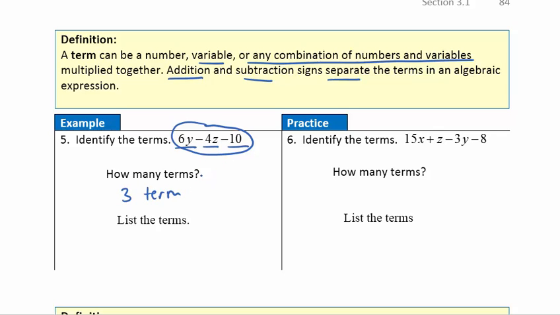List the terms, all right? So the first term is 6y, and that's positive 6y, so I'll go ahead and write that and put a comma. One thing we want to do is we always want to carry the sign that's in front of the term. So this next term I'm going to list as negative 4z, and the last term I'm going to list as negative 10. Go ahead and pause your video player now and answer this practice question 6 to help you understand the terms in an expression.